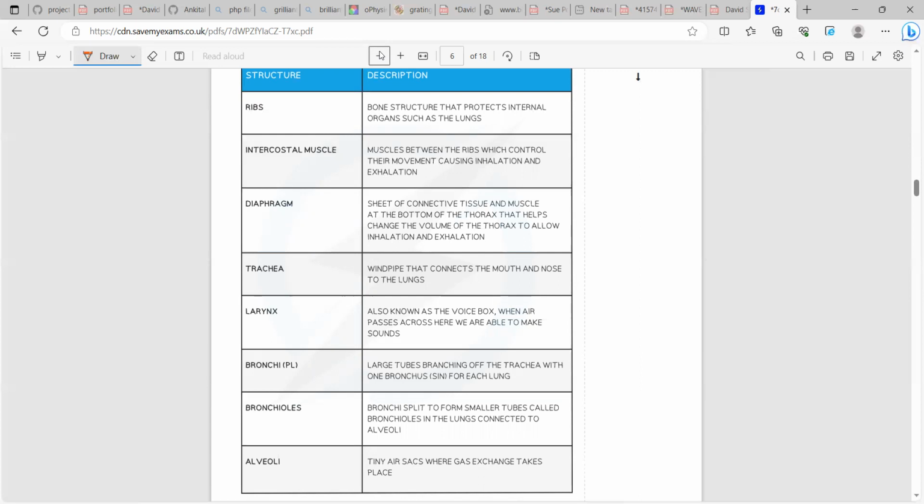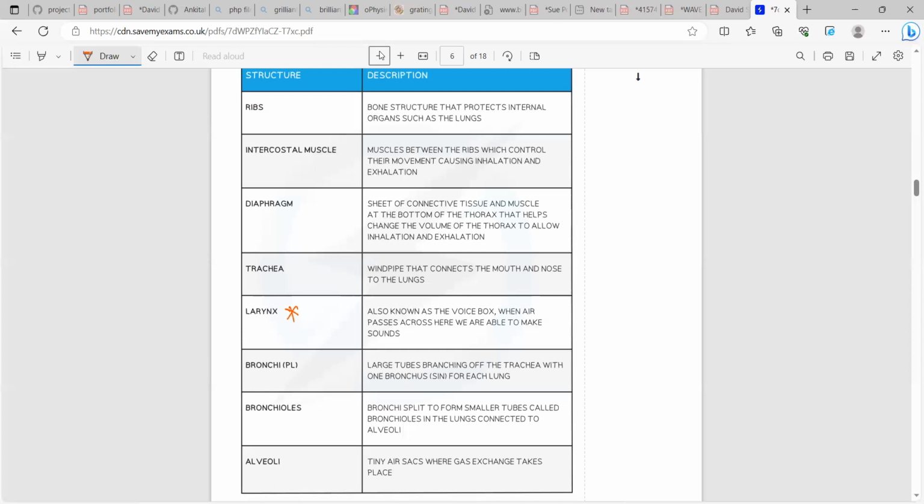Okay, and then we move on to the trachea. It is also called a windpipe, and it connects the mouth and the nose to the lungs. And then after that, we have the larynx, also known as the voice box. When air passes across here, we'll be able to make sounds. So we don't really need to worry much about this, but it's just good to know.